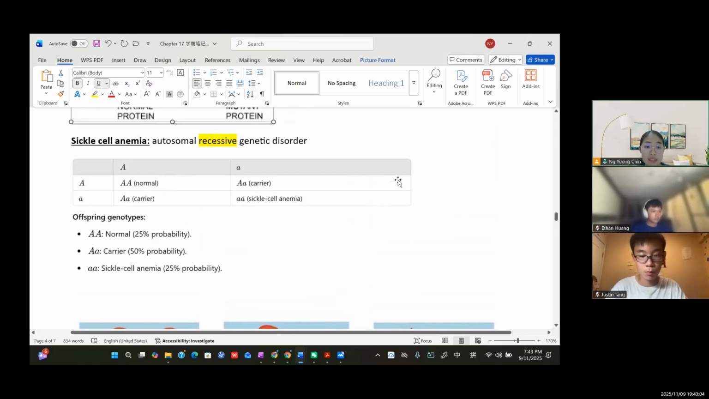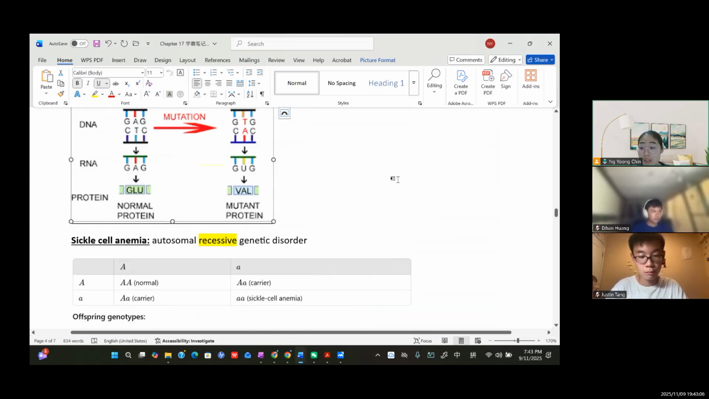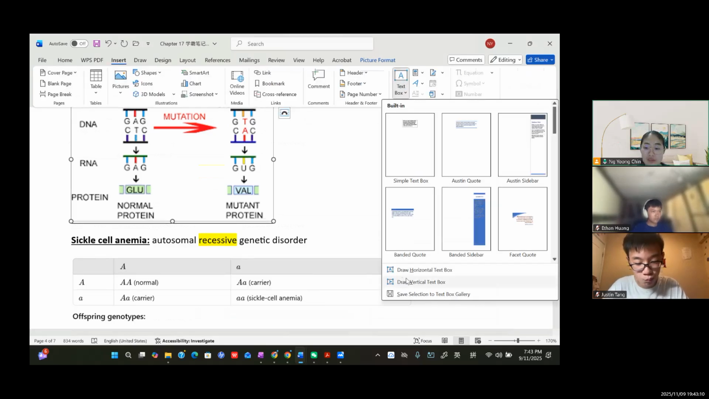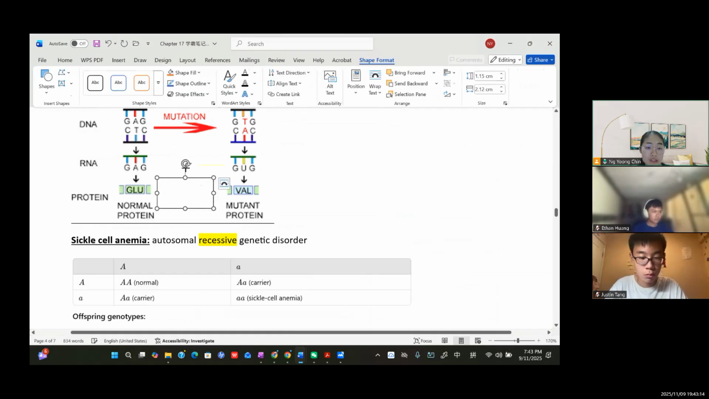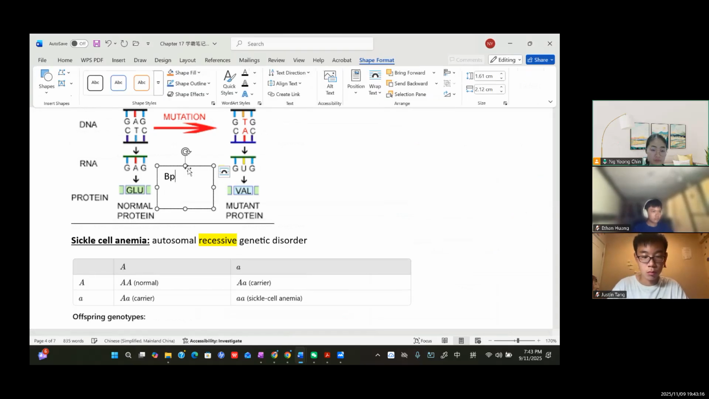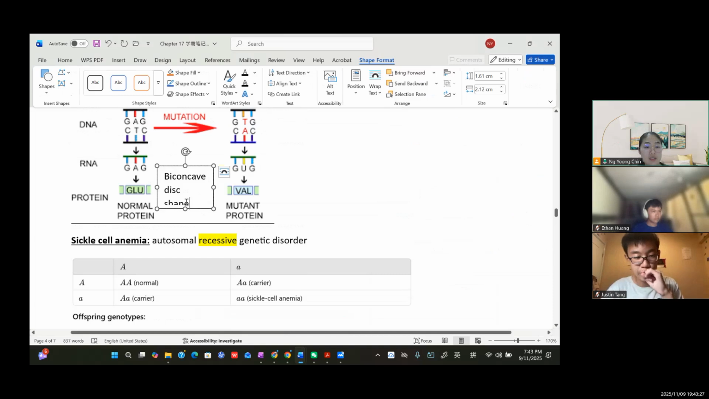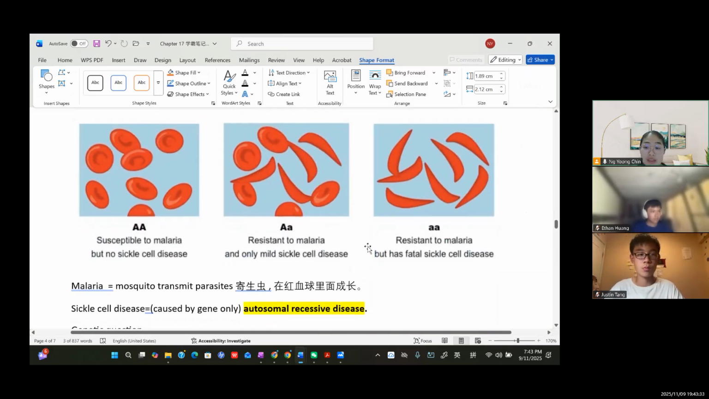In the normal red blood cell, right, the shape is, we call it what? Biconcave, this shape. So this biconcave shape helps to increase the oxygen carrying capacity. But if the red blood cell proteins are mutated, they become the sickle cell shape like this.